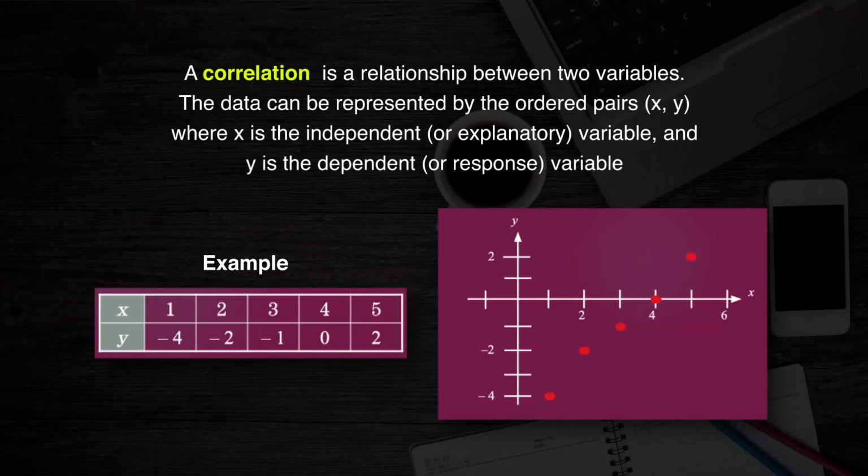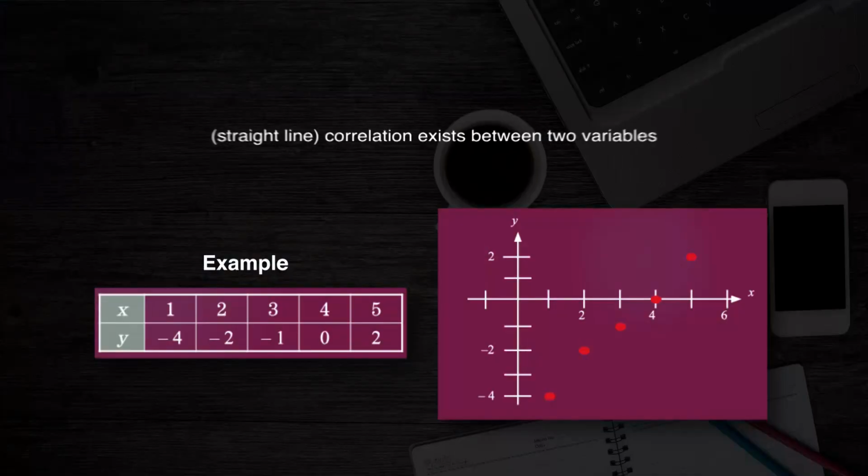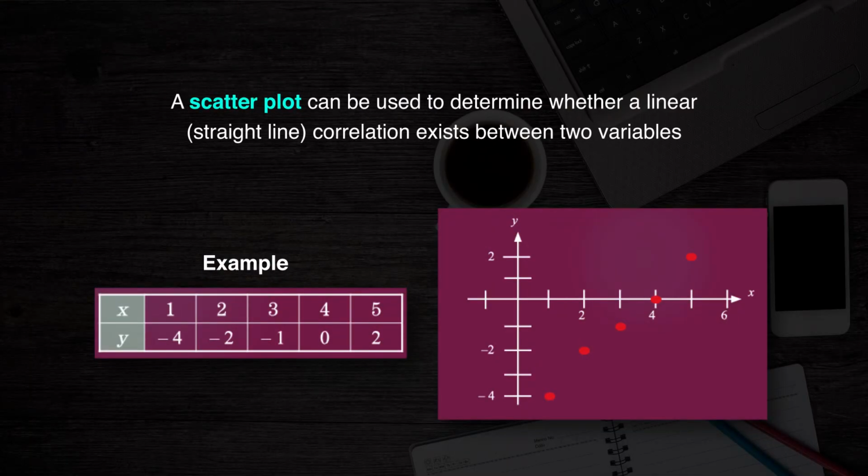So correlation is the relationship between two variables, and the data can be represented by ordered pairs (x, y), where x is the independent or explanatory variable and y is the dependent or response variable. Once we find out the relationship between the two variables, we can start plotting a diagram or graph. A scatter plot can be used to determine whether a linear correlation exists between the two variables or not.